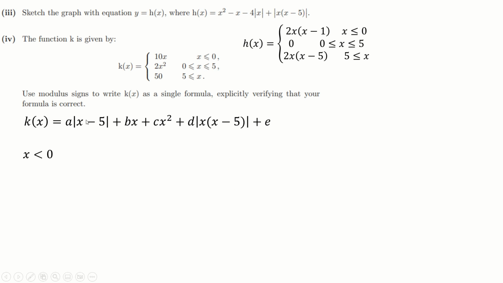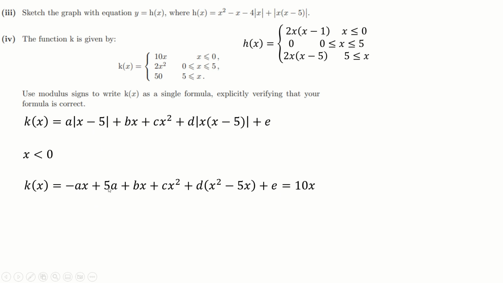X is less than 0. This is going to change behavior, so it becomes a 5 minus x. This isn't, as we discussed, and neither of these do, of course, because they're not modulus functions. So we get this, and then we set that equal to 10x. And we say, okay, let's just compare coefficients.